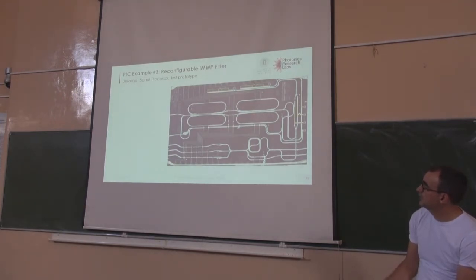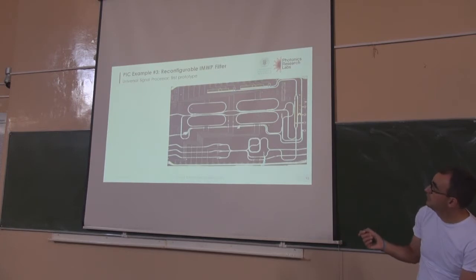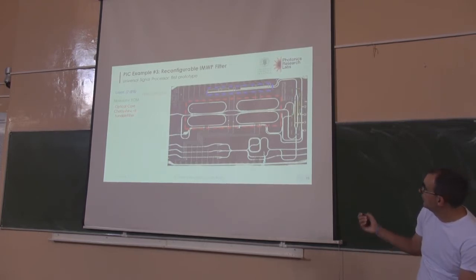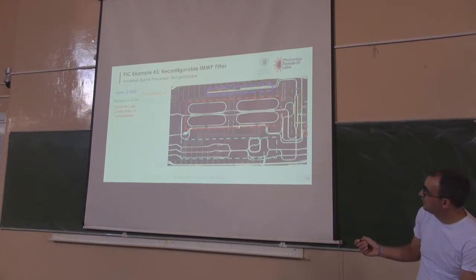Okay. This filter and this chip is 6 by 4 millimeters square, and it has two lasers, DBR lasers. This is wrong. 2 DBR lasers, one Mach-Zehnder modulator here, the optical core, which is a ring filter, actually implements a Chebyshev 2 tunable filter, the photodetector here, and then auxiliary ports.